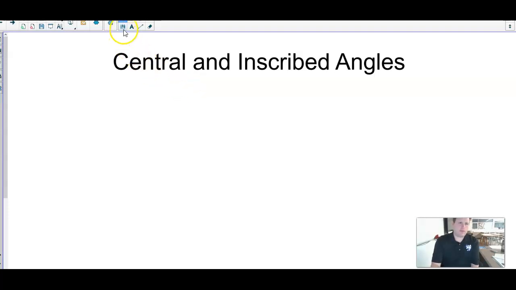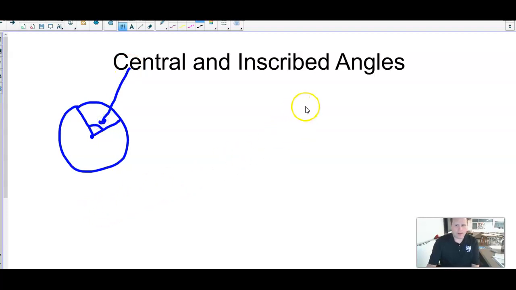Okay, one last thing with circles: we're looking at central angles and inscribed angles. Here's a central angle. It's when we've got the center of the circle and two radii. This angle right here, this angle of rotation, would be a central angle.